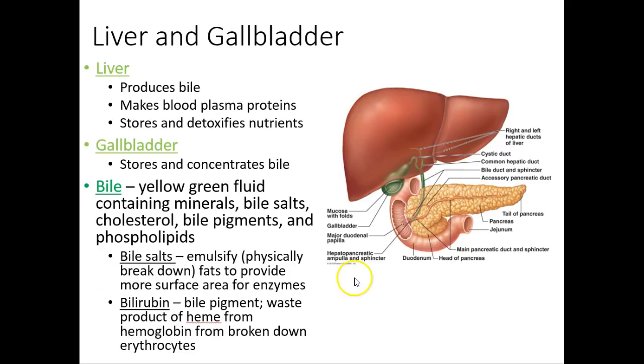If we look at some more of the accessory organs, we're going to see that we have the liver. It produces bile. It also regulates blood glucose levels. It breaks down lipids into fats. It helps with protein metabolism, stores vitamins, destroys damaged red blood cells, and removes toxins.